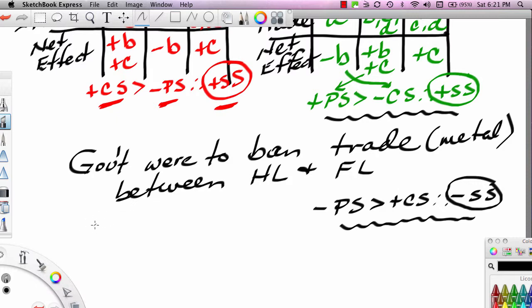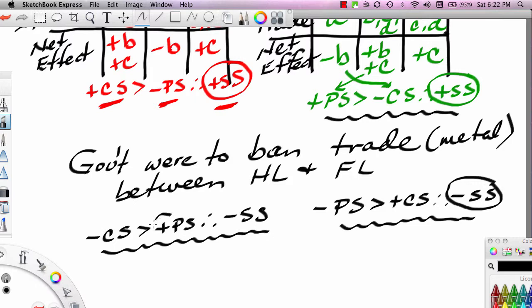If the government were to ban the trade of metal between hillland and flatland, how would the importer be affected? Well, consumers of metal would be hurt more than the producers of metal. Domestic producers of metal would be benefited, and there would be a net loss of societal welfare in flatland. Flatland would be hurt by this.